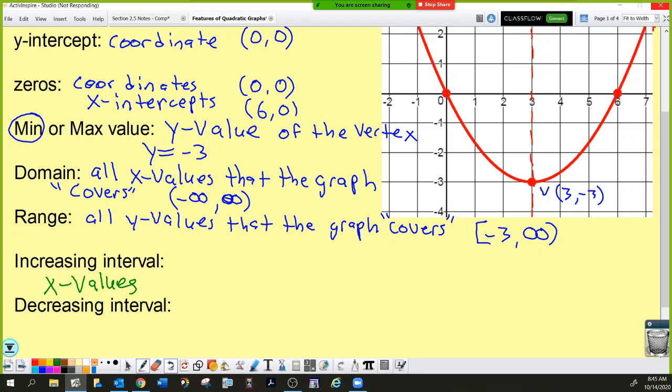Come on, active panel, catch up with me. I hit undo. What's it doing? It's frozen. There we go.